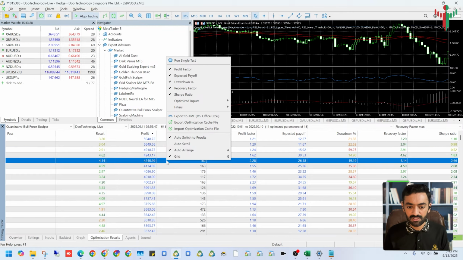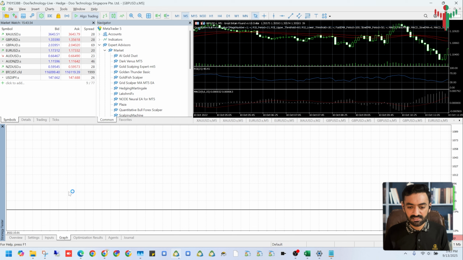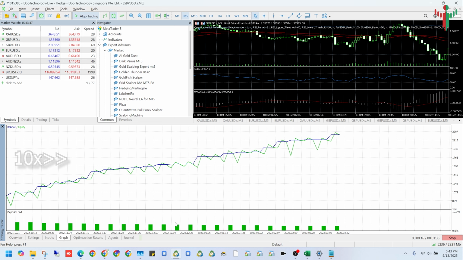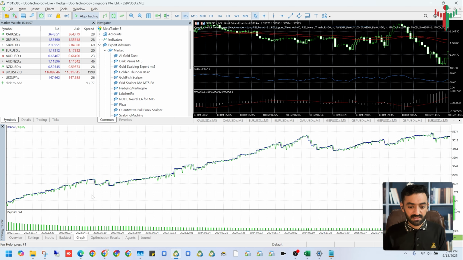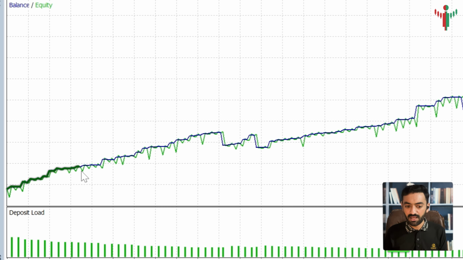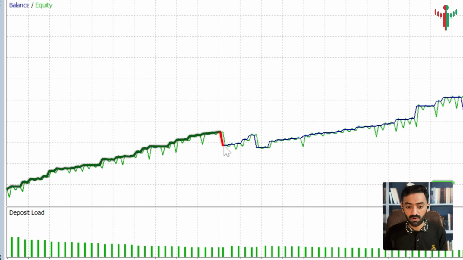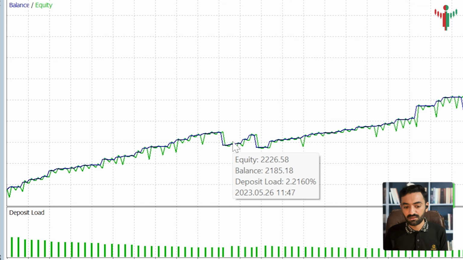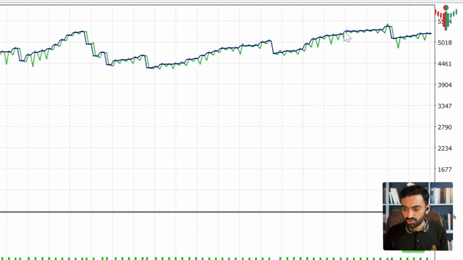So let's run its single test. Here in the graph we can see how it is going up or down. The single test is completed, and you see that when it makes a profit it is a little profit, but when it hits a loss the stop loss is much higher than the take profit. And also here is a drawdown, and then it starts going up.